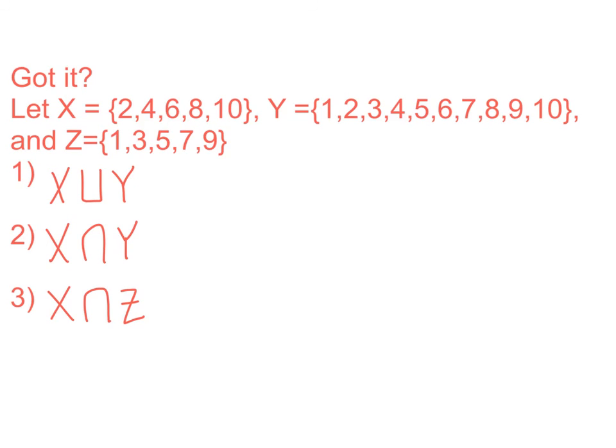Okay, here's your chance to show me what you know. Do these 3 questions. I've given you 3 sets, X, Y, and Z. And I want you to tell me the union of X and Y. So what is in all of X and Y? The intersection of X and Y, which is what is common between X and Y, and then the intersection of X and Z, which is what's common between X and Z. Write down the questions and the sets for me. Then answer them and bring it to me tomorrow for proof you did your homework.